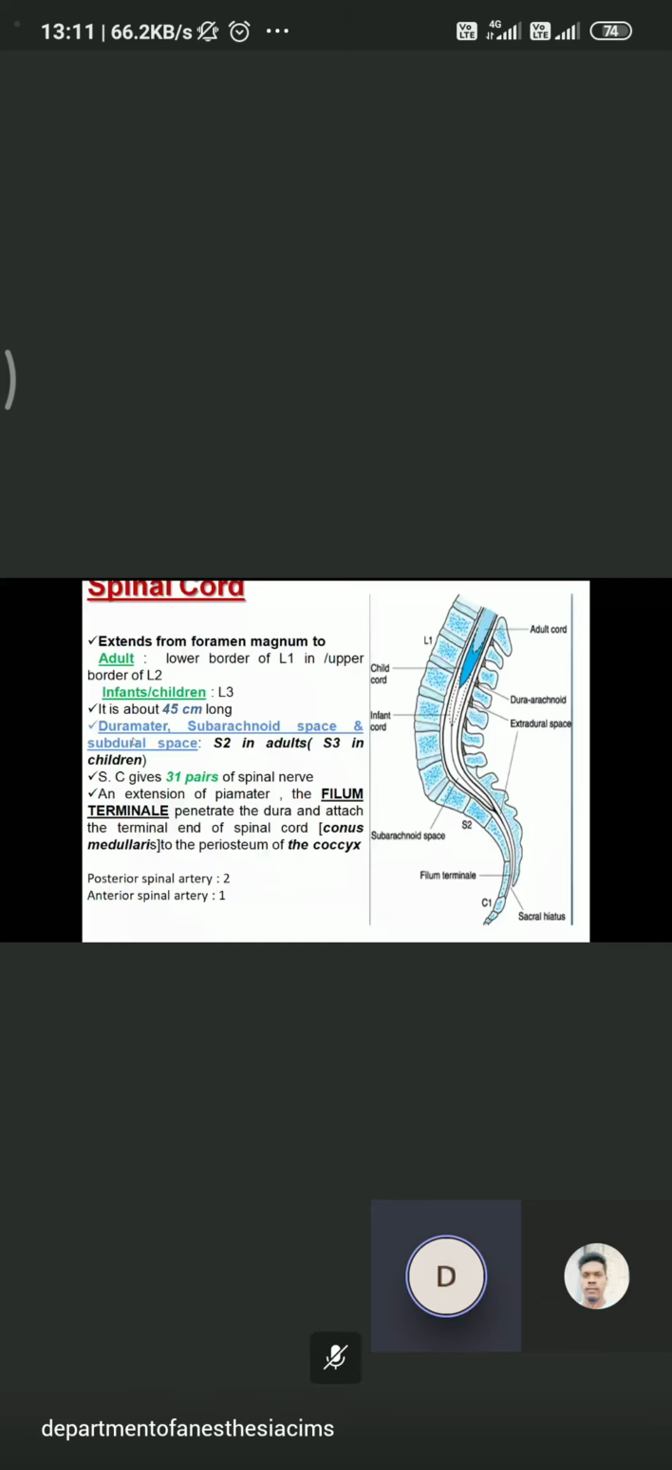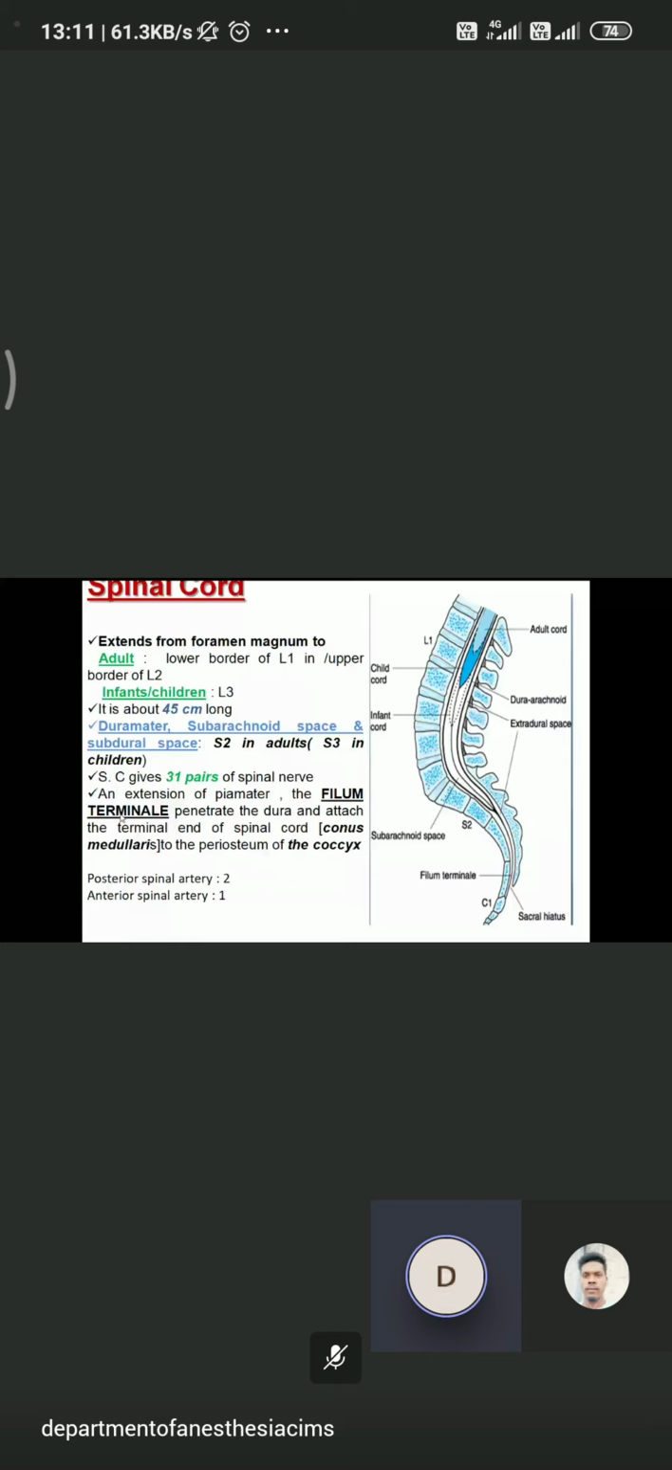Now, there are three meninges which are a continuation of the brain. These are the dura mater, the subarachnoid space and the subdural space. These are the spaces we should always be familiar with. The inner covering of the spinal cord is the pia mater, which is deeply adherent to the spinal cord and can't be separated. The spinal cord gives 31 pairs of spinal nerves.